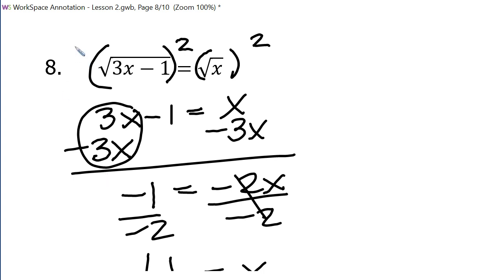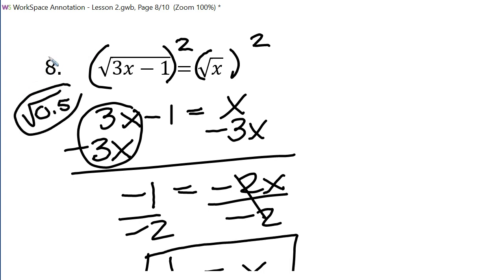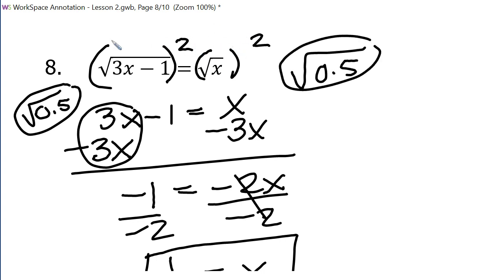So 3 times 1/2, or what's half of 3? 1.5, and what's 1.5 minus 1? So over here, I get square root of 0.5. Over here, if I put the 1/2, well, that's just the square root of 0.5, so both of these are equal. So 1/2 is the correct answer.